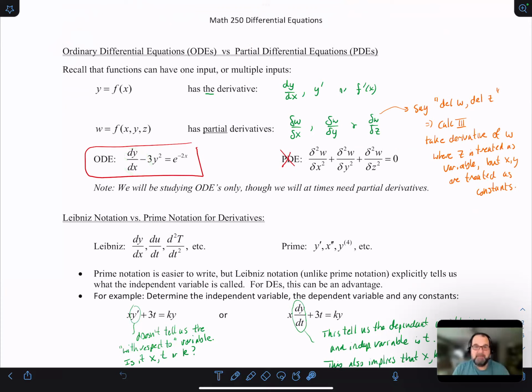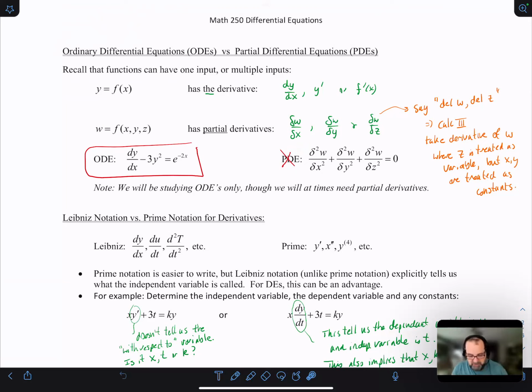If you have had some Calc 3, you will have seen things called partial derivatives. So partial derivatives are things that look like, we'd write them this way and read them as saying this would be read as del W del X, del W del Y. So the del is basically telling you that this is a partial derivative. Again, that should sound familiar if you've had Calc 3. If you have not had Calc 3, don't overly worry about it at this stage.